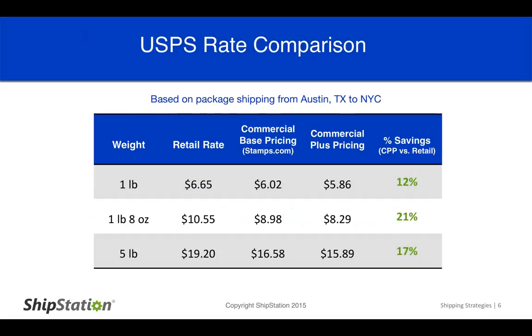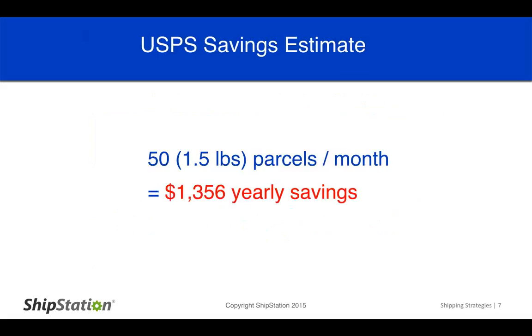The commercial base rates are the rates you get for printing your label online, either through stamps.com, USPS Click and Ship, or even through your e-commerce platform. And commercial plus rates are available through volume discounts. However, a solution like ShipStation can offer you rates comparable to commercial plus pricing right off the bat. So even if you shipped only 50 1.5-pound parcels each month, over the course of a year, that could be over $1,000 in savings. You could use these savings to invest back into your company.